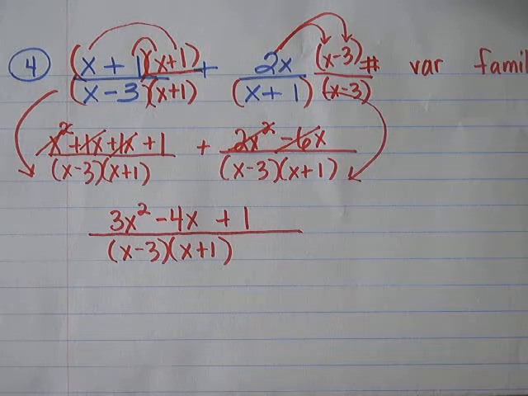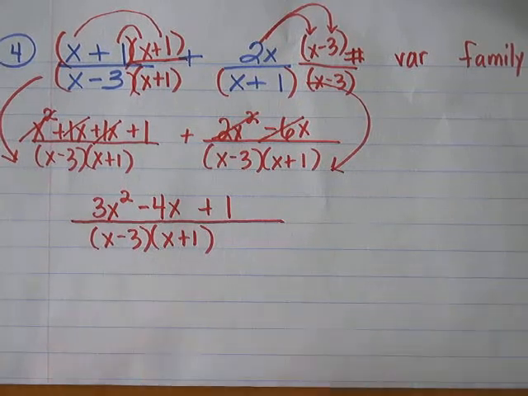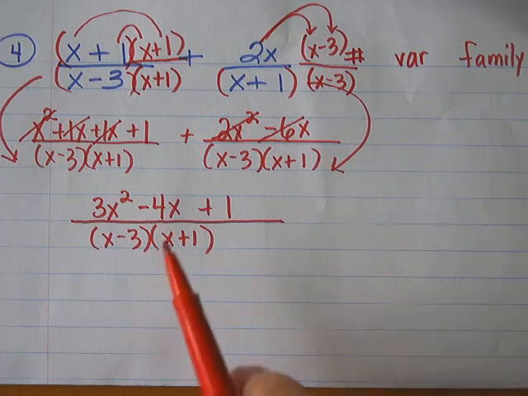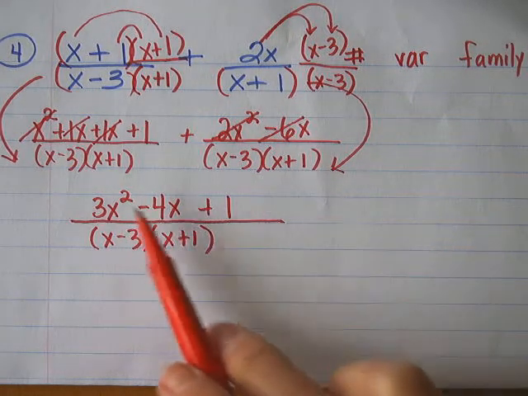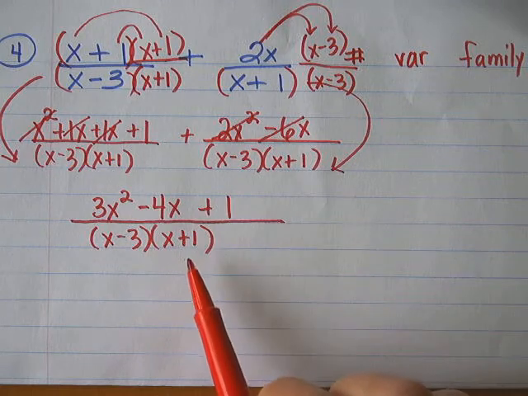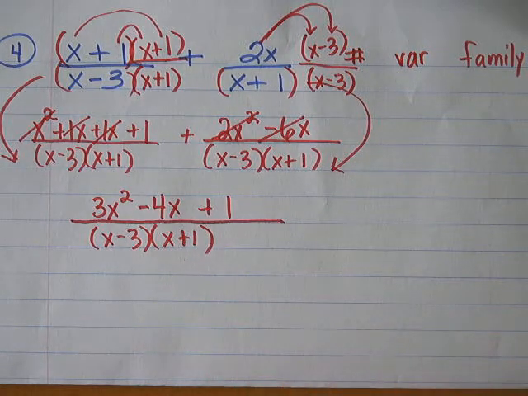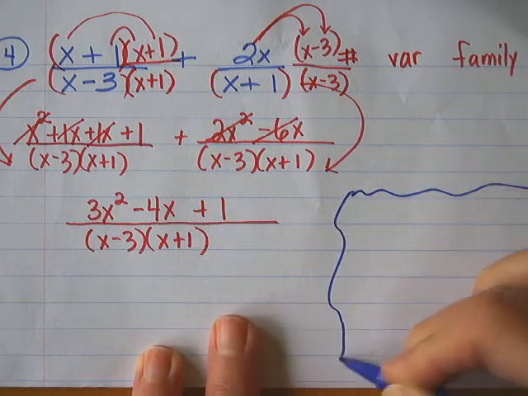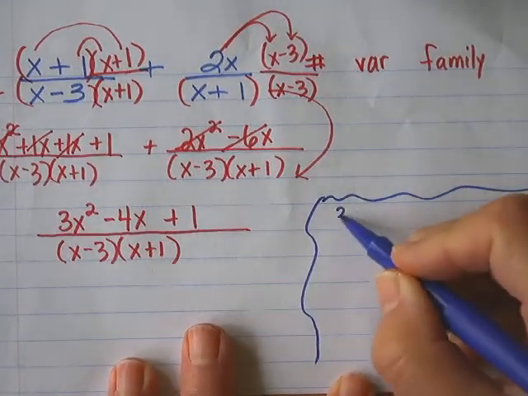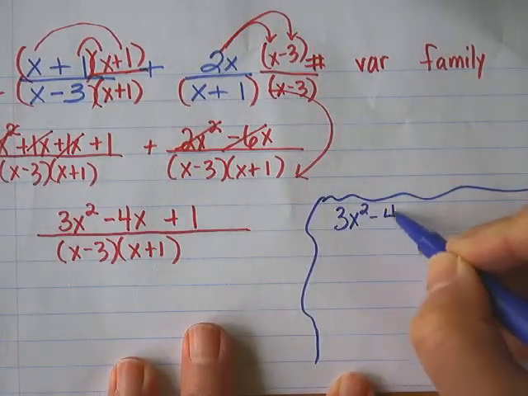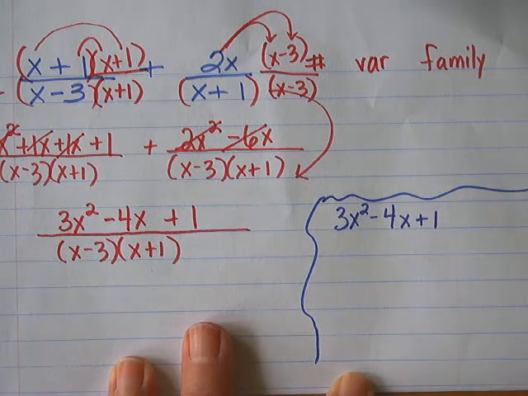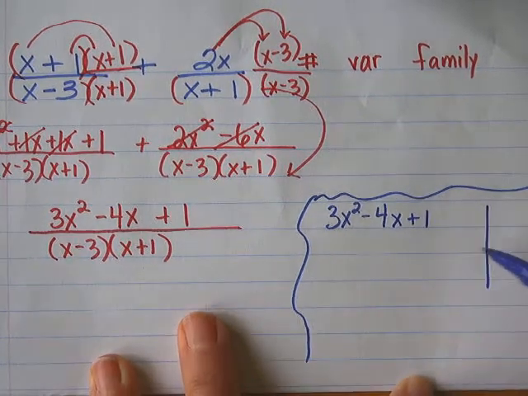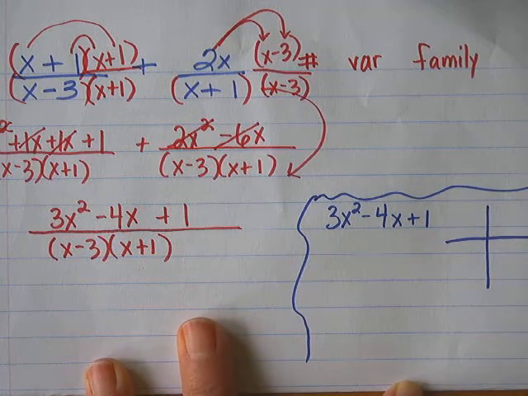Oh man, I'm not sure if I'm done, because if there's an x minus 3 or an x plus 1 in here, I could potentially cancel it. So I'm going to go off to the side again. I'm going to just investigate this numerator, 3x squared minus 4x plus 1. I've got myself a trinomial, so I'm going to use my rules to factor it.